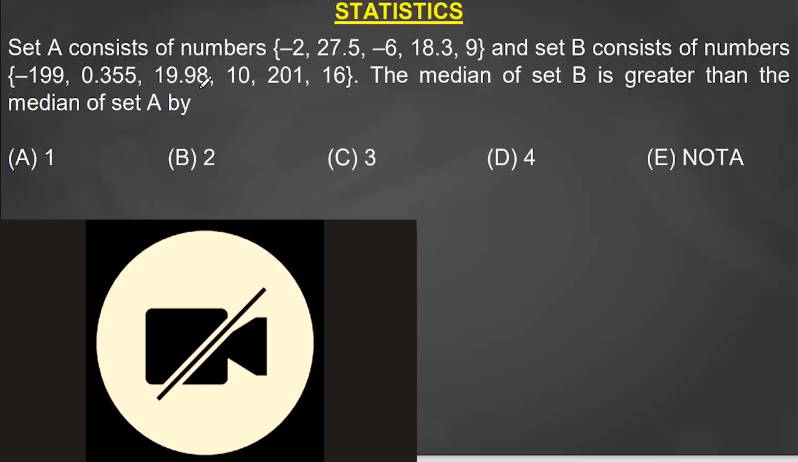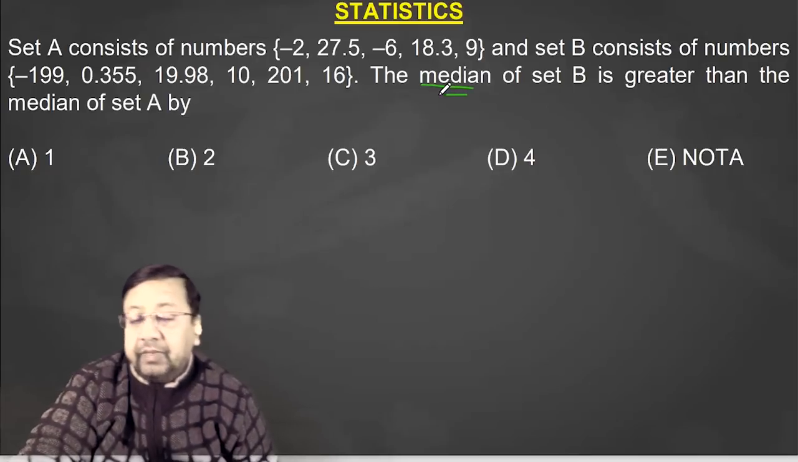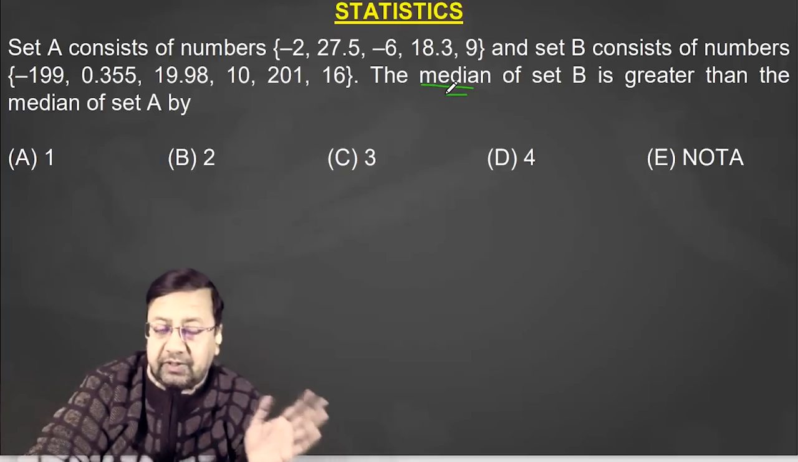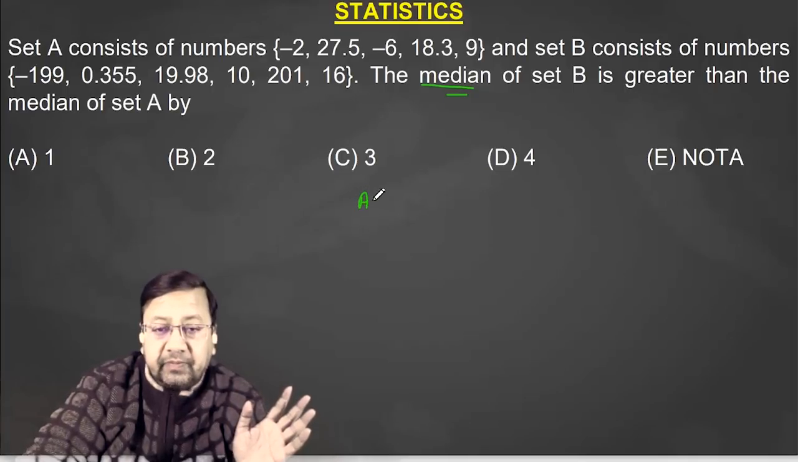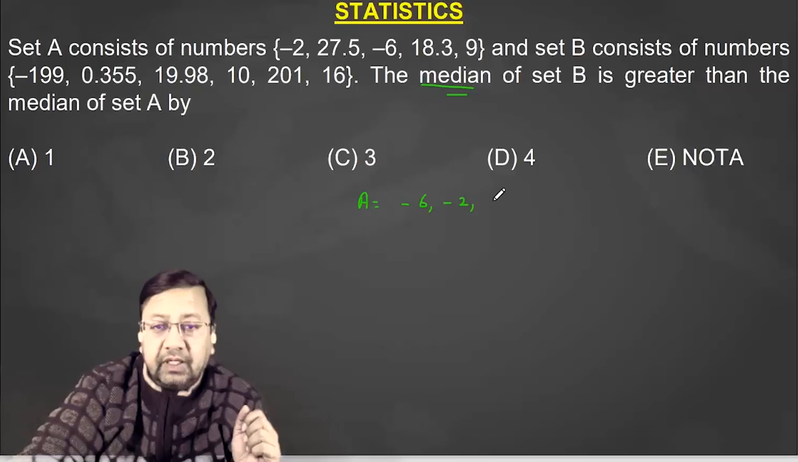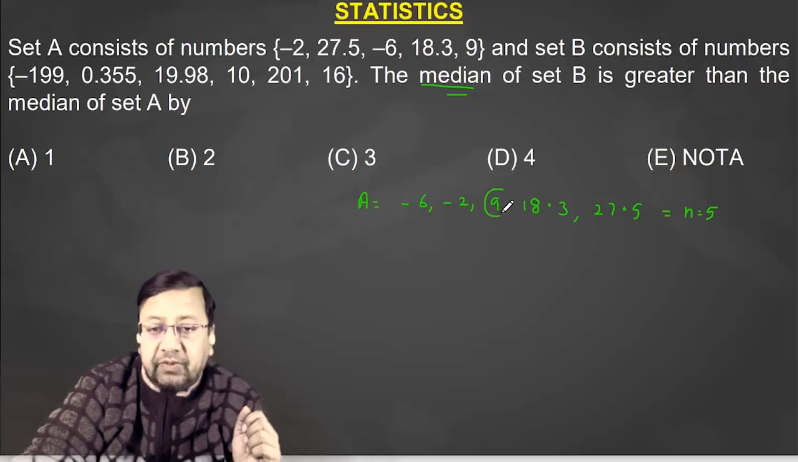So, see, this is set A, which consists of these numbers, and set B consists of these numbers, right? And we have to calculate what? Median. So median is what? If you have an even set of values or an odd set of values, first thing, arrange them. So if I take set A, arranging these values: -6, -2, then 9, then 18.3, and then 27.5. How many total values do we have? Total n is 5, that is odd. So the center value 9 is my median for set A.